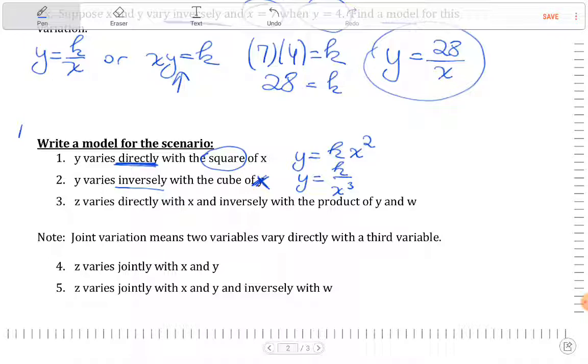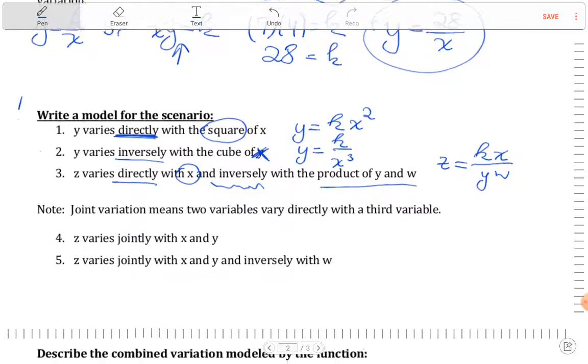Number 3, z varies directly with x and inversely with the product of y and w. This is a very long sentence with a lot of instructions. Just do it step by step, piece by piece. So what do we know? We know directly with x. So I'm going to write the first part of my equation. Z varies directly means multiplication with the constant k. But it also is inversely, which now means we're going to divide by whatever is coming. And it is the product of y and w. Here we go.